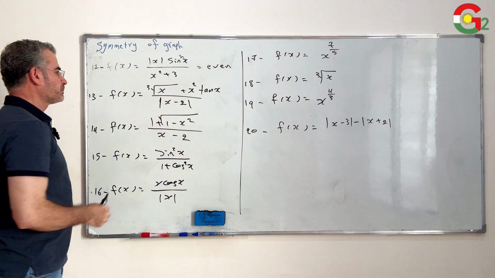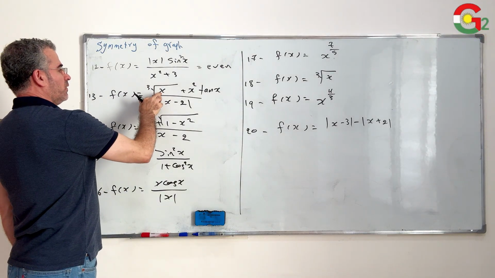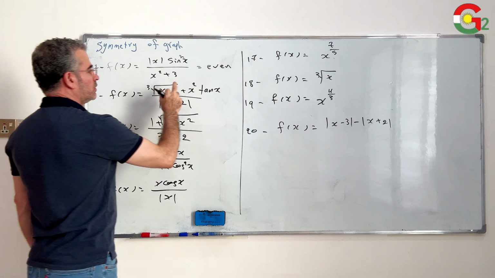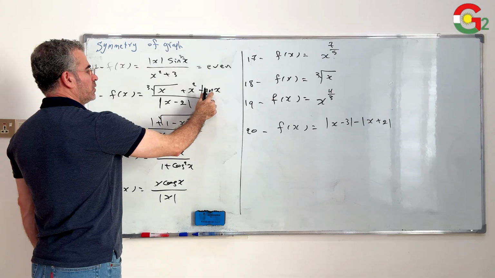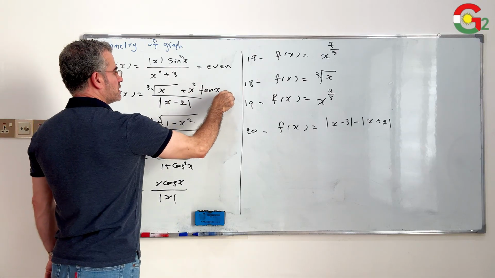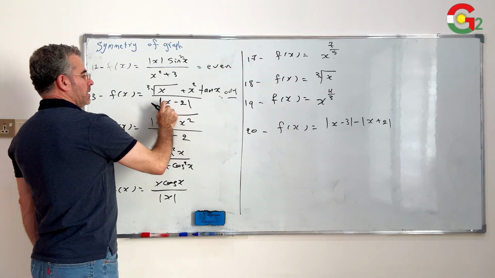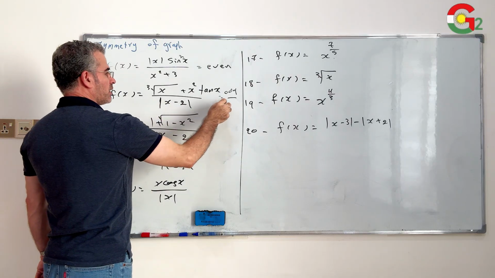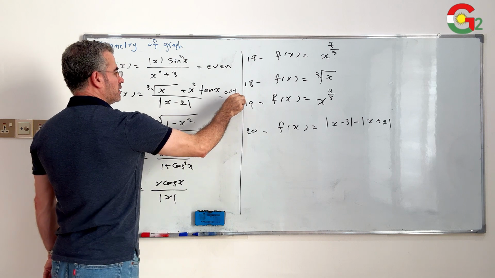Number 13: odd, cube root of odd, it's odd, plus even times odd plus odd, it is odd, over odd minus even, neither, then odd over neither, it is neither.